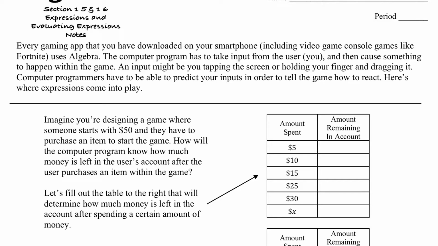Okay, so I want you to imagine you're designing a game where someone starts with $50 and they have to purchase an item to start the game. So you think about like Call of Duty or something like that. When you purchase weapons at the beginning, you start with a certain amount of money, and then the computer has to be able to figure out, hey, let's say you have $1,500, if you purchase something for $200, it has to be able to update how much money you have. Otherwise, you'd just be able to buy whatever you want, and then the game wouldn't be fair or hard.